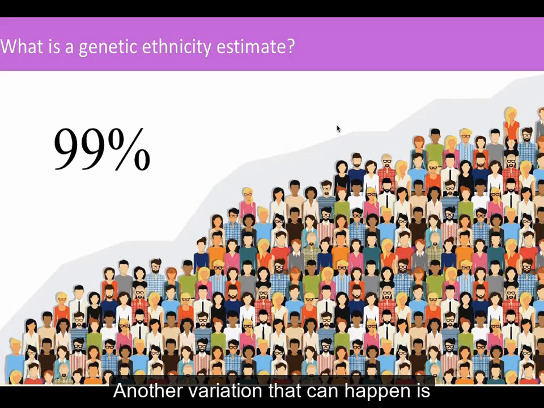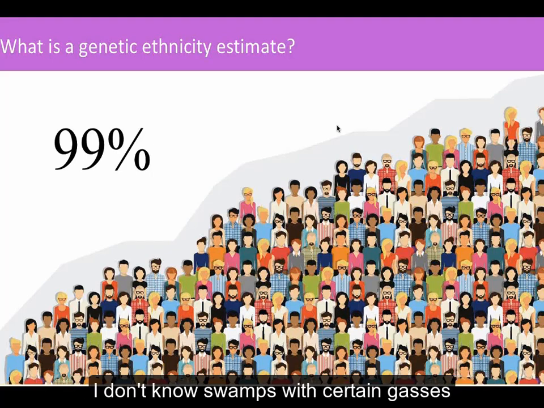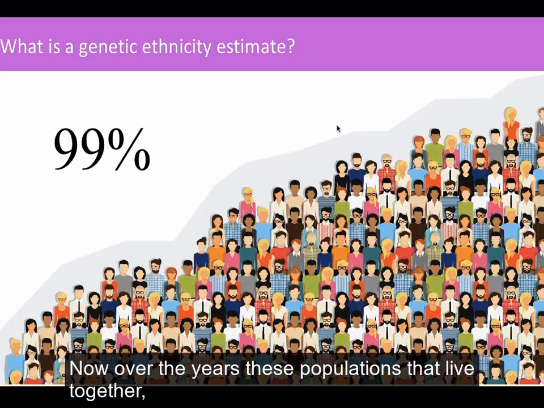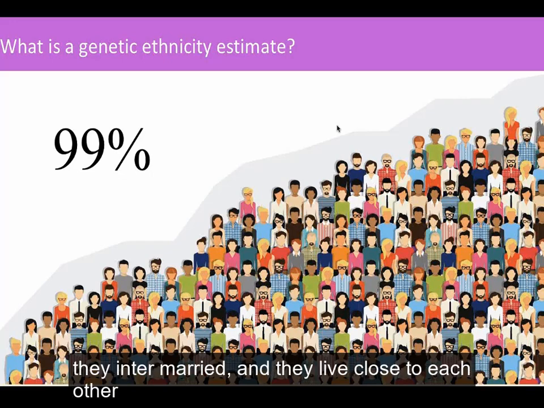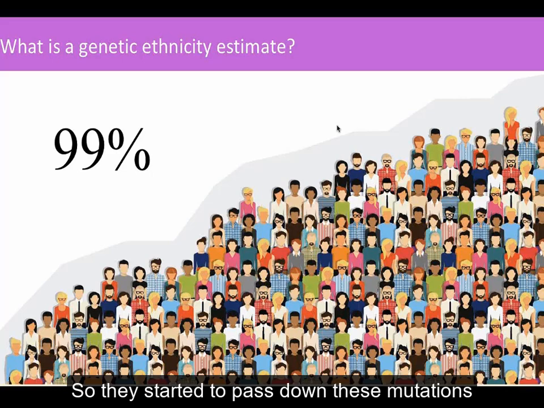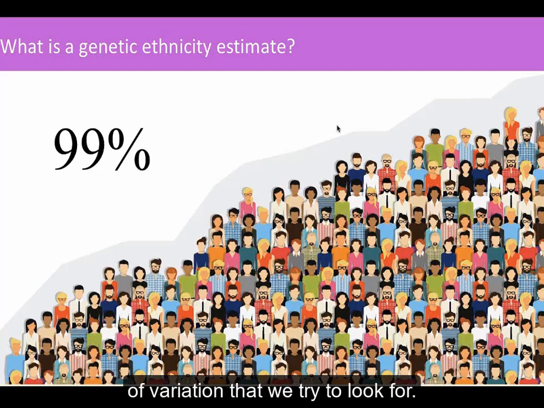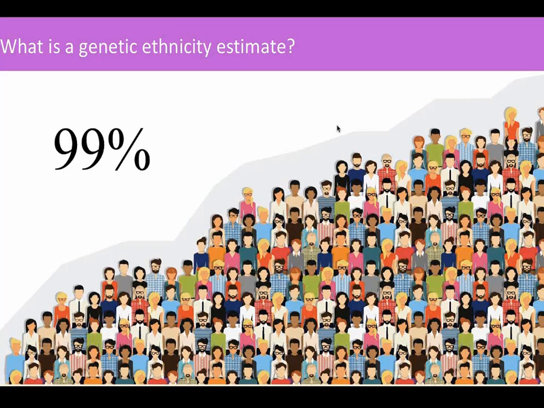Another variation that can happen is environmentally induced. So for instance, communities who live next to, I don't know, swamps with certain gases that can do stuff, or are in the sun a lot, radiation can create mutations. And that's how people get mutations. Now, over the years, these populations that lived together intermarried and lived close to each other and had children with each other. So they started to pass down these mutations, and each population has different mutations.